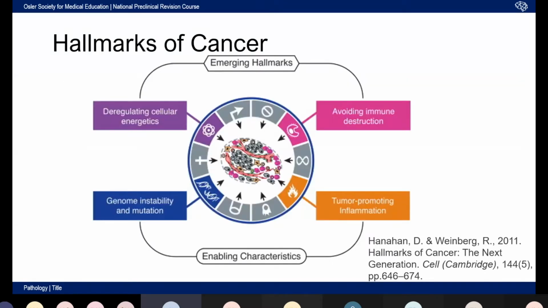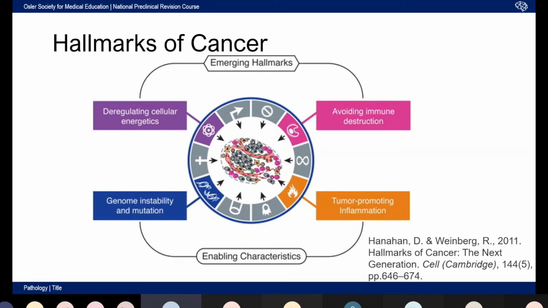Anyway, in 2011, the same authors, Hanahan and Weinberg, revisited the hallmarks and added 2 more. So deregulating cellular energetics: the metabolic activity of cells is dysregulated in cancer cells. And also avoiding immune destruction. So the tumor cells must avoid being detected as damaged cells by the immune system in order to be able to persist and survive and keep growing.